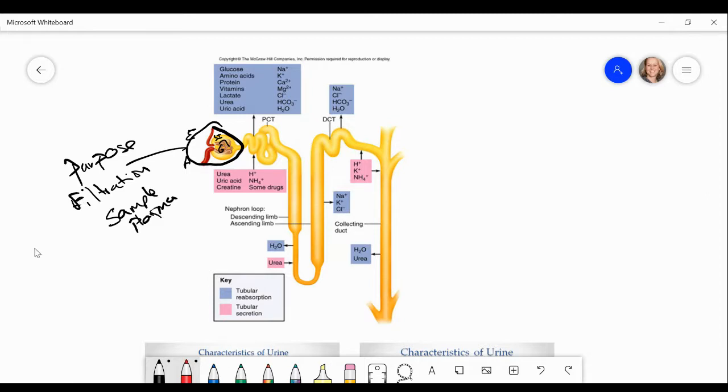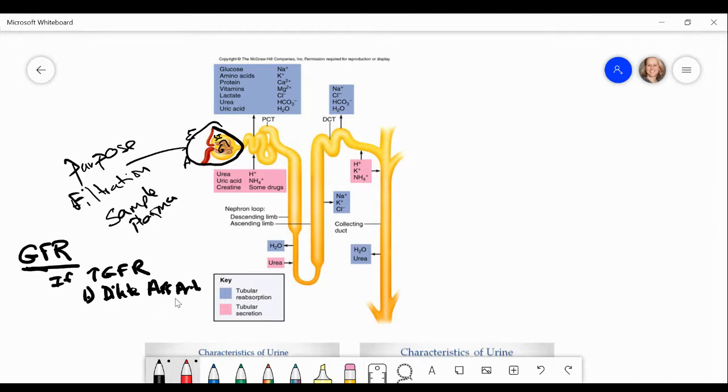Okay, now your glomerular filtration rate. Okay, one of the things that you do need to know is if I want to make it go up, so if I want to increase GFR, how do I do that? Okay, one of the ways to increase GFR would be, one, dilate my afferent arteriole. Now, why would dilating my afferent arteriole increase GFR?